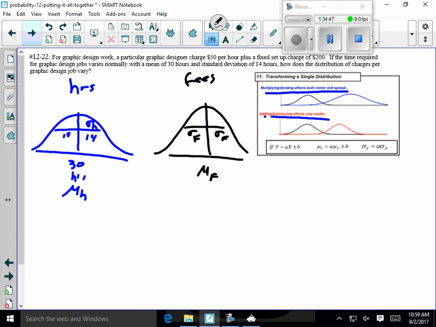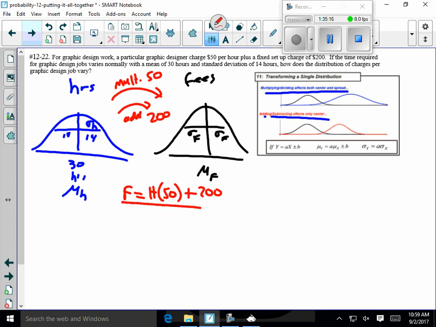So the transformation is done this way. If you think about transforming it, it's $50 an hour. So I could make an algebra equation that says the fees is equal to the number of hours, multiplied by $50 an hour, plus a fixed setup charge of 200. So we're multiplying by 50, and we're adding 200. That's what's happening to transform the hours into the fees. All right.